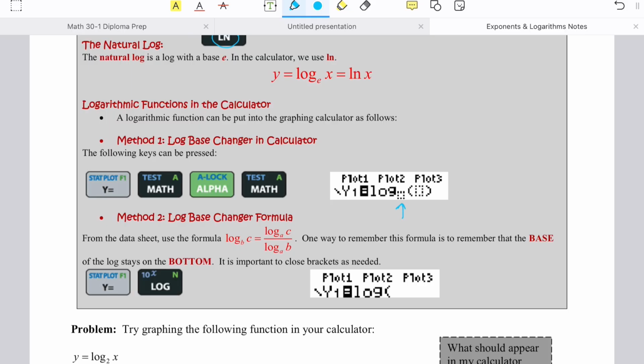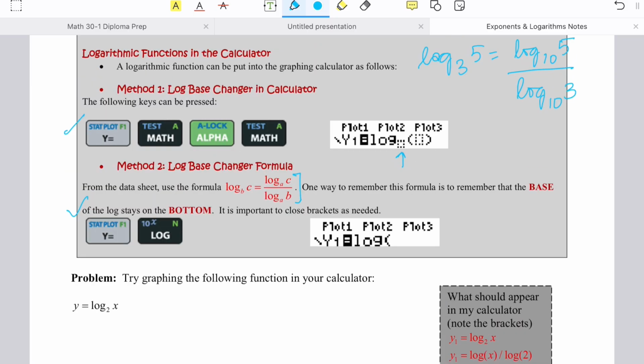When you want to change your base, you're going to do y is equal to math alpha math, or you can simply divide the two logs. So let's say if you have log base 5 of 3, you can just do log base 10 of 3 divided by log base 10 of 5, and that's possible. Either method works, whatever you remember. Okay, you can try calculating this question on your own using a calculator by using either of these methods.